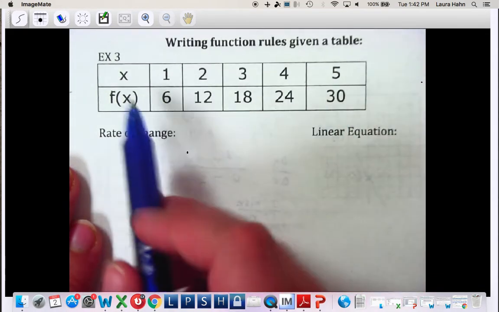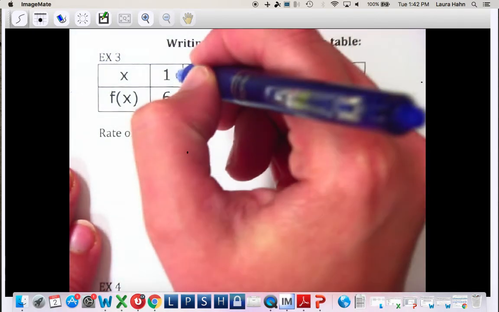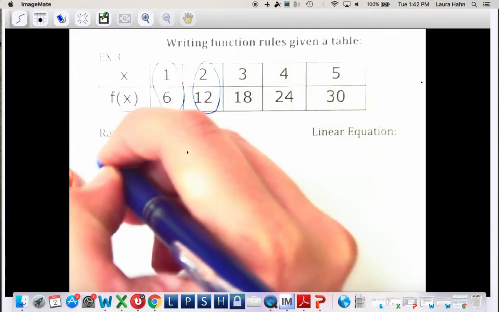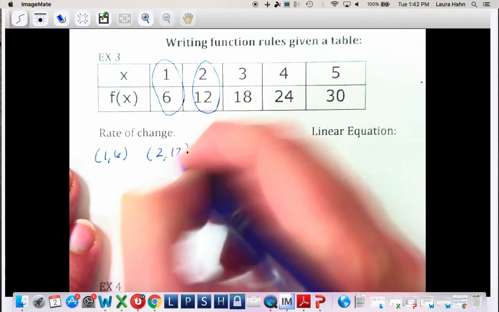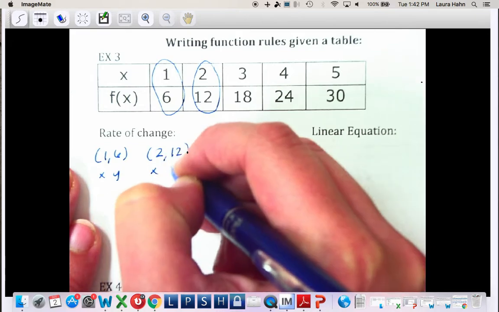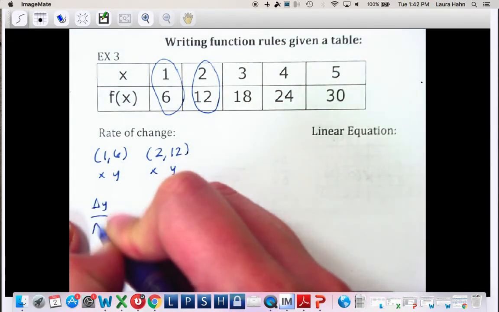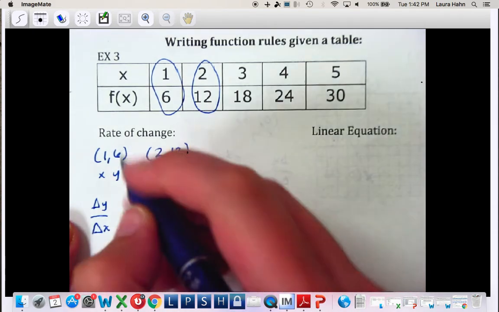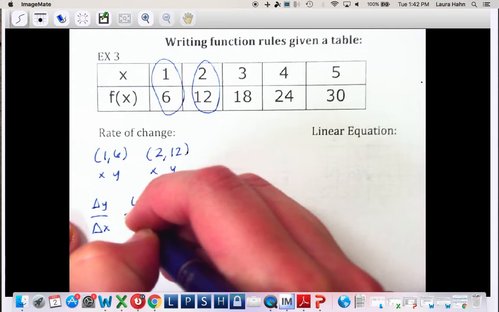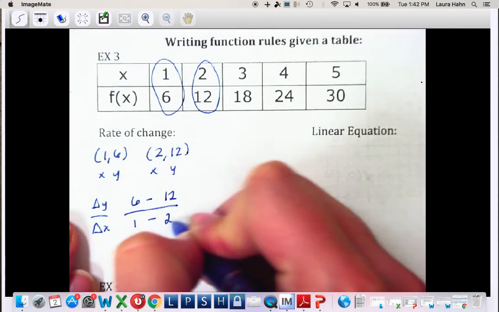All right, x is y, so we need to pick 2 points for the rate of change, my slope. So I'm going to pick the first two. Label everything. I want my change in y's over my change in x's. So I start with a fraction bar, minus on top and bottom. Y rises, so 6 goes on top, that 1 has to go directly below it. 12 goes on top, 2 goes directly below it.